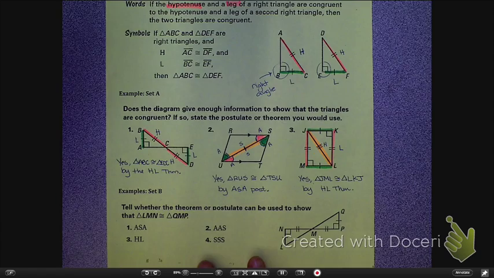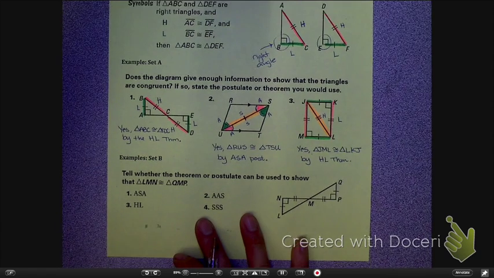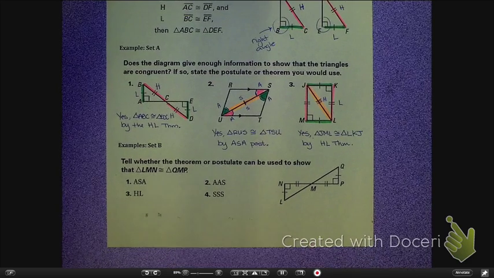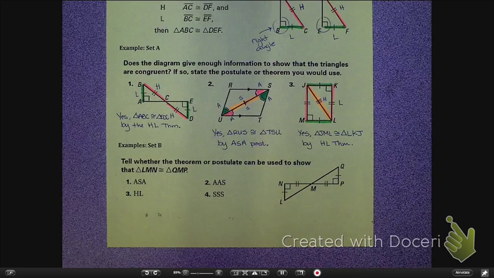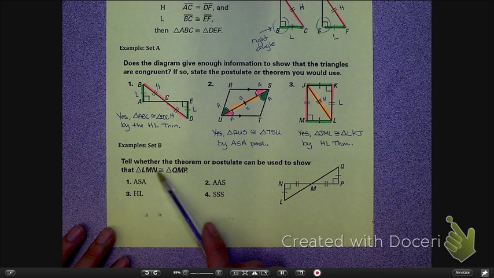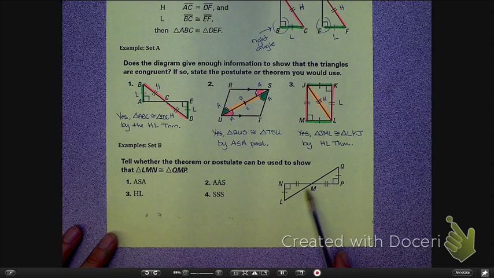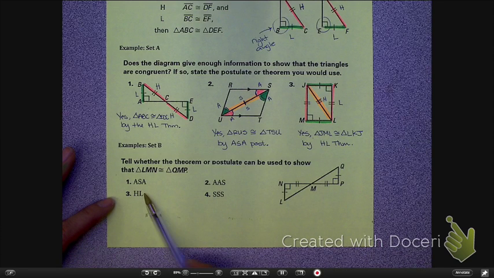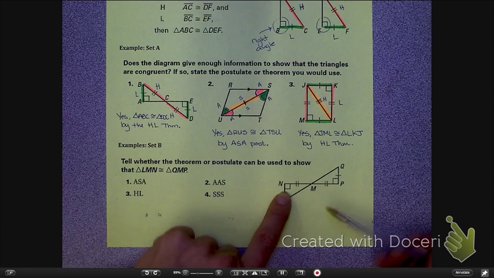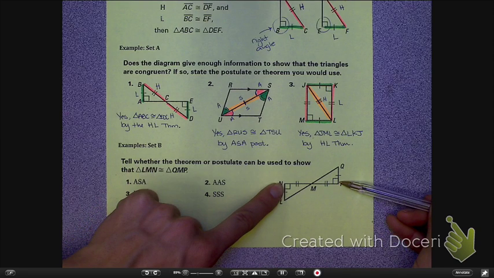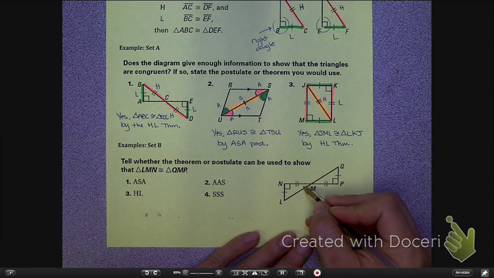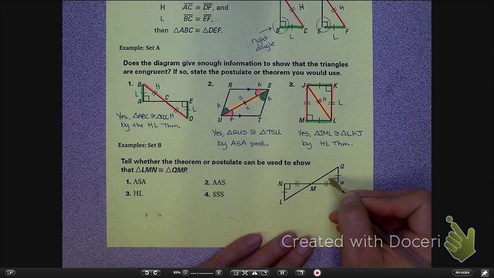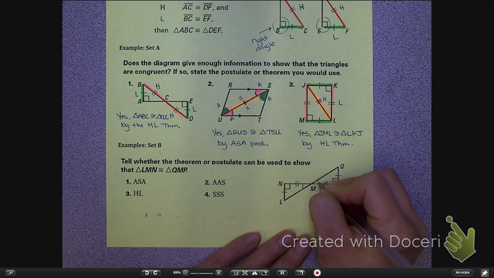Okay, let's go ahead and take a look at the last set of examples. In the last set of examples, we want to tell whether the theorem or postulate can be used to show that triangle LMN is congruent to triangle QMP. So LMN is this triangle over here, and QMP is right here. So we want to check if we can use these postulates to show congruence. The first one is angle, side, angle. I see here that I have only one angle marked congruent, but if I look at this picture, what do I know about these 2 angles? What kind of angles are they? They are vertical angles, so I could actually mark those congruent to each other.